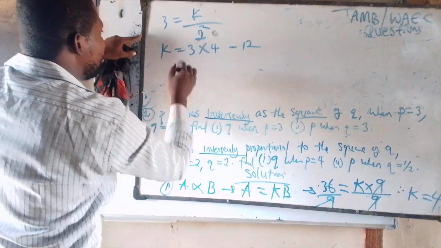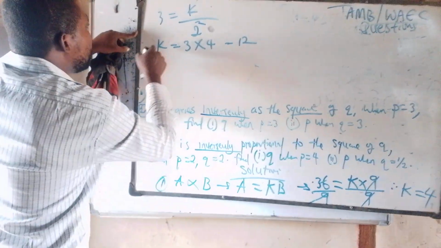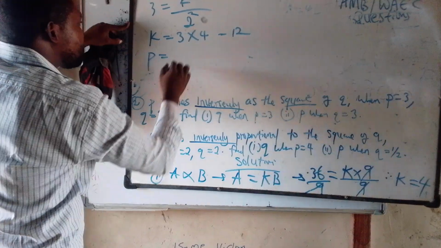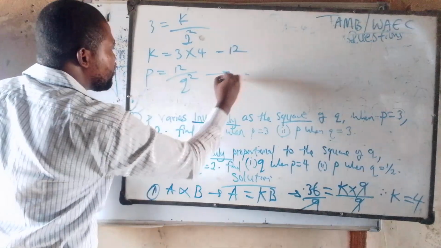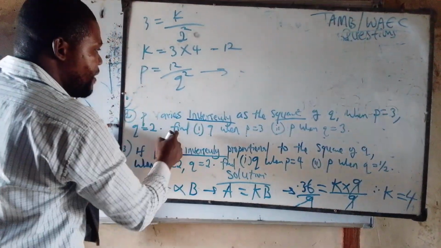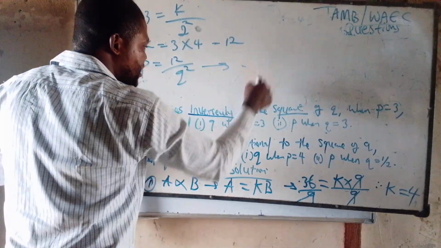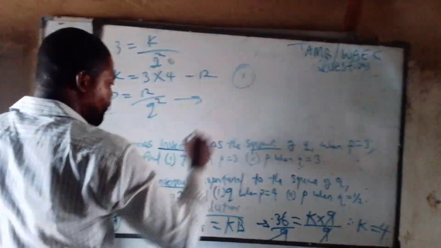My K is 12. So my equation will not be, thank you so much for that correction, P equal to 4 over Q squared. It will be P equal to 12 over Q squared. This is my equation. I'm supposed to put 12 and not 4. So if I have to solve this now, for the second one, the first problem, I should find Q.